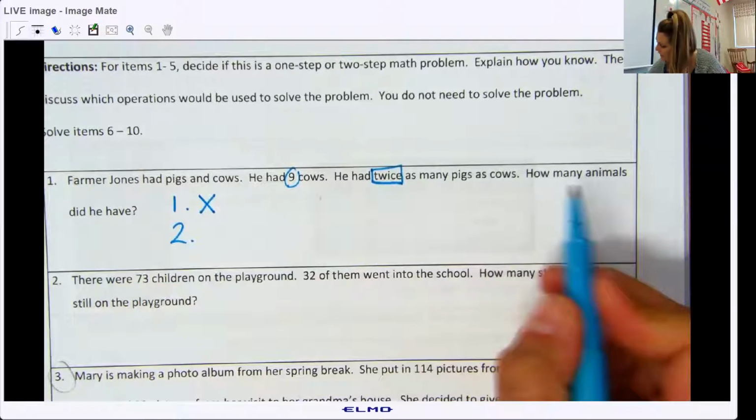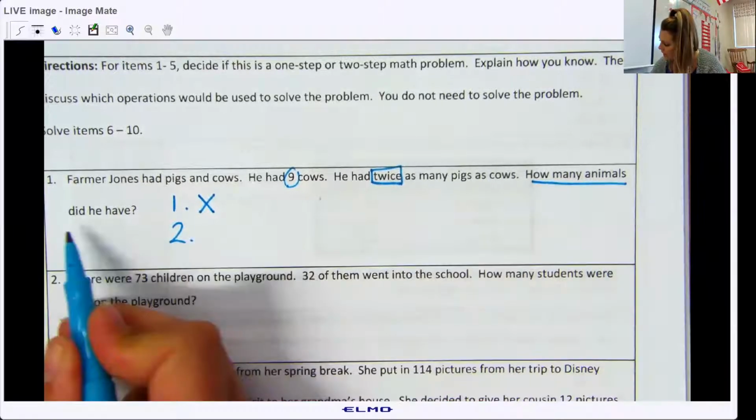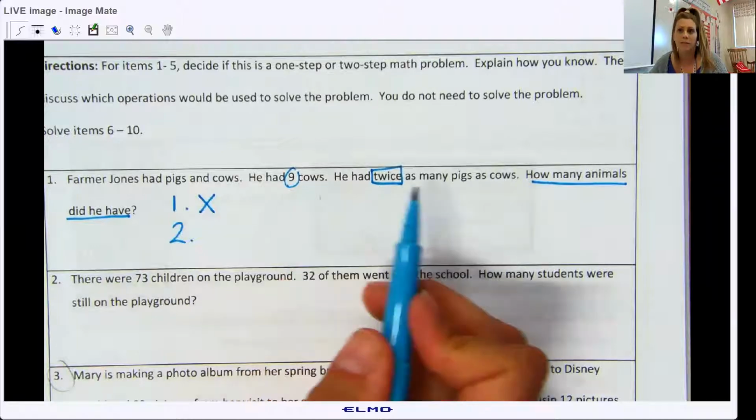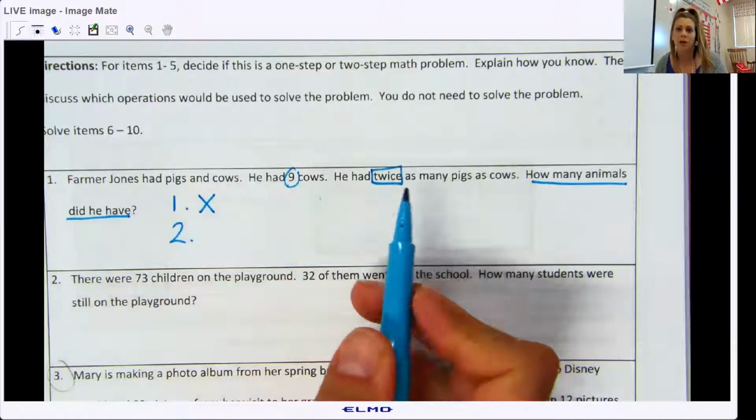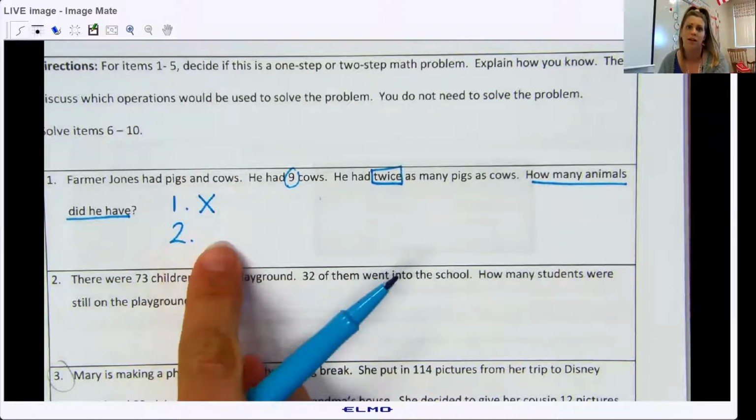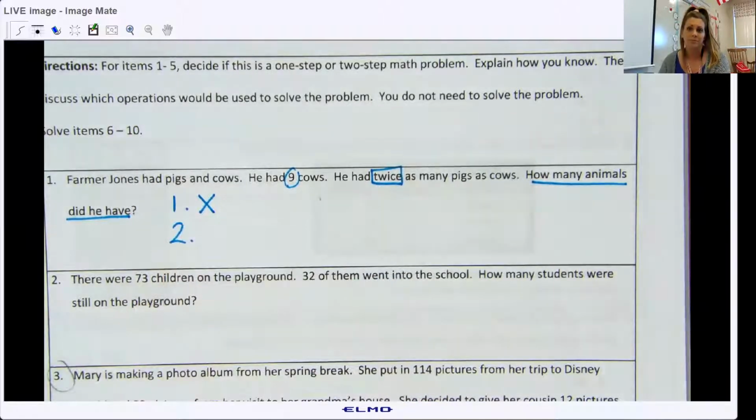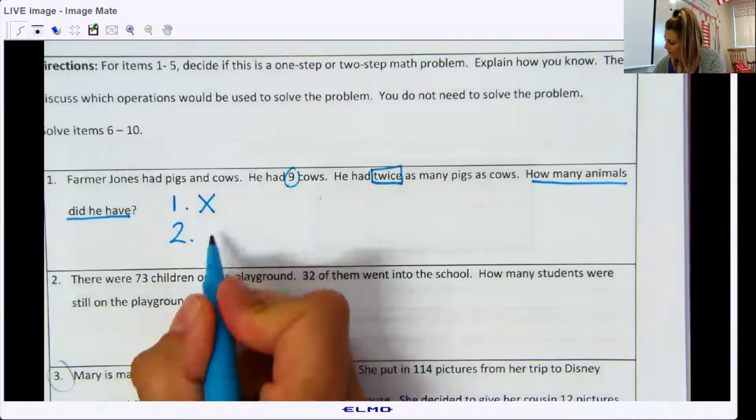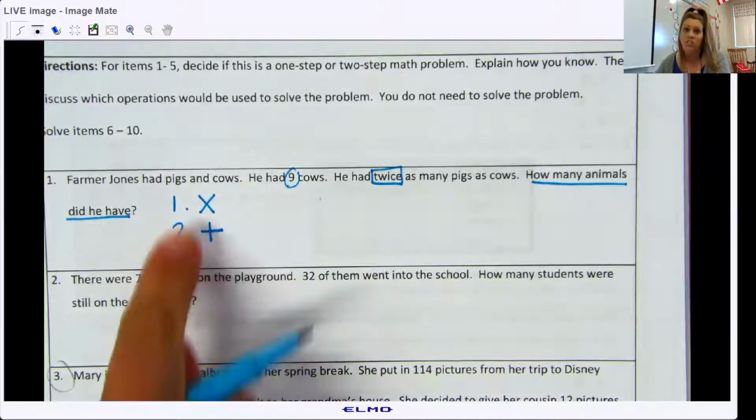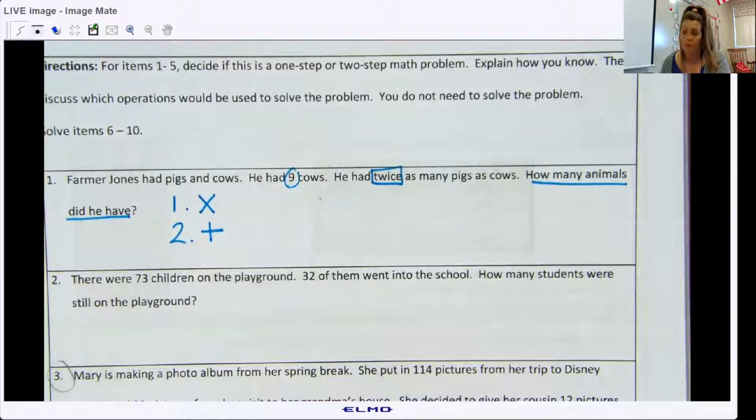But then it asks, how many animals did he have? Well, we know he had 9 cows, right? He had twice as many pigs. Now they want to know how many there are all together. What would the next step be? Add, subtract, multiply, or divide. Write it down. It would be adding. Okay? So now moving on, especially for that discussion post today, this is how I want it to look when you type in your discussion post, okay?